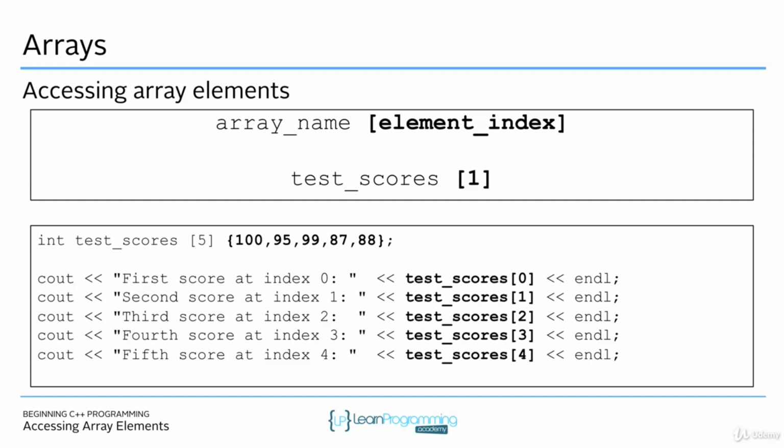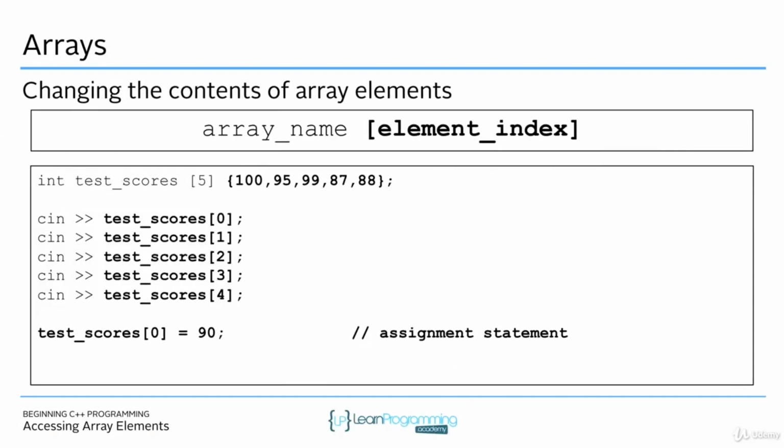In the code example at the bottom, you can see that we've declared the test scores array of 5 integers and initialized those integers. Then we have 5 output statements that each displays one of those array elements. Remember that array subscripting or indexing starts at 0, so the first element of an array is at index 0. We use the same syntax for storing values in array elements. In this example, we're getting input from the user via the console and updating the individual array elements from index 0 to 4. We could then display them as we did in the previous slide.